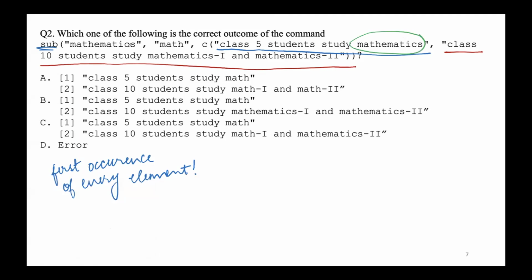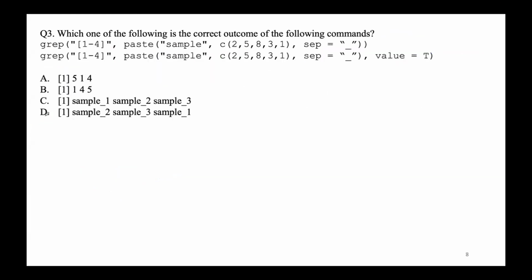It's going to change mathematics with math. And in the second element, there are two occurrences. So it's only going to change the first occurrence here. This one remains unaffected. So can you now tell me what the answer is going to be? C. C. Correct. Okay. All right.